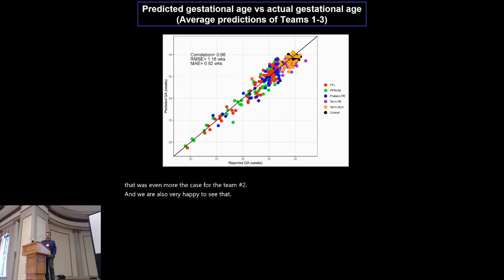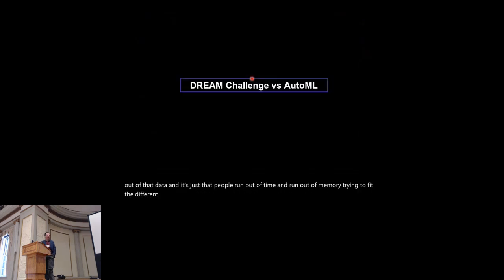And if we do a wisdom of crowds, not a perfect one, but we just average the top 3 teams, we actually get better accuracy. It might be slightly biased because, again, we ranked them based on the test set, but still, it suggests that there is more to be learned out of that data. It's just that people run out of time and run out of memory trying to fit the different models.